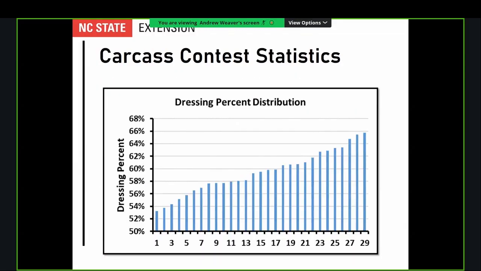From a statistic standpoint, I just want to show some summary data from the contest. Dressing percent. This is just ranked, the lamb with the lowest dressing percentage to the lamb with the highest dressing percentage, ranged from about 53% up to about 65%. So actually really good dressing percentages, higher than I would expect.